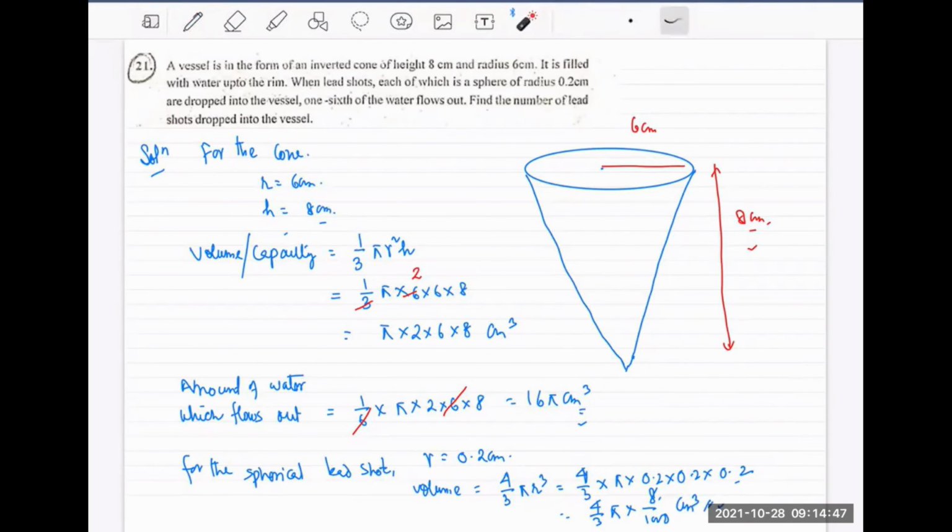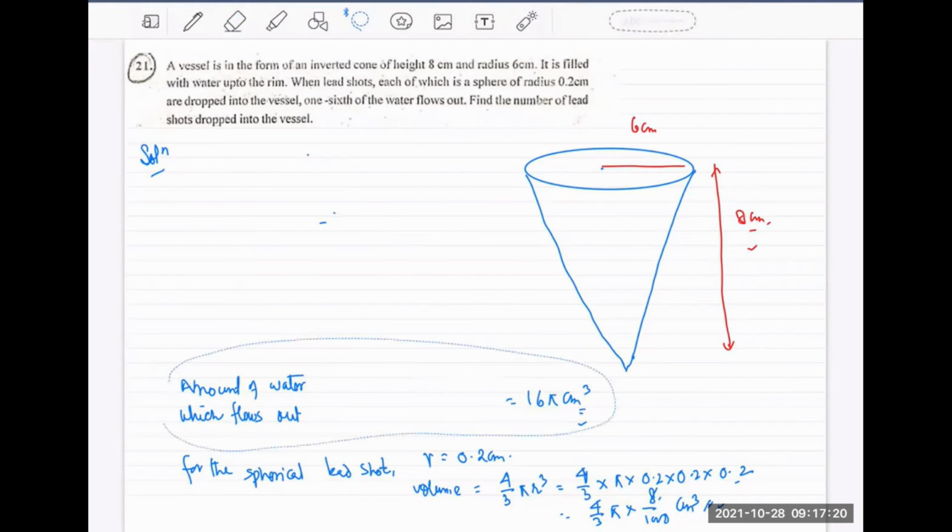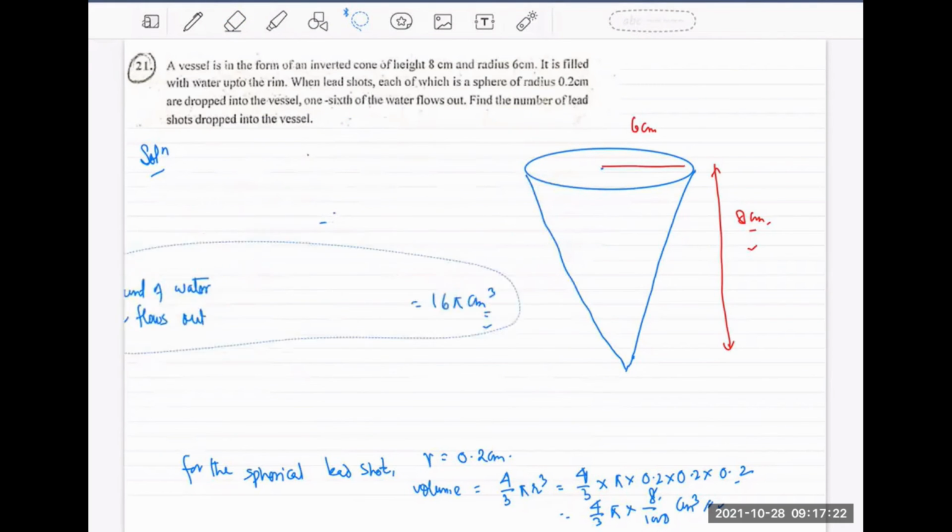Okay, you copy up to here. We will make the volume equality in the next step. Copy up to here first. Tell me when you finish. Okay, I'm rubbing everything off, just keeping the amount of water that flows out. Okay, I'm keeping this portion just for reference.